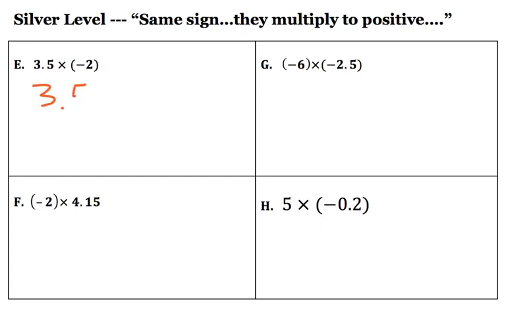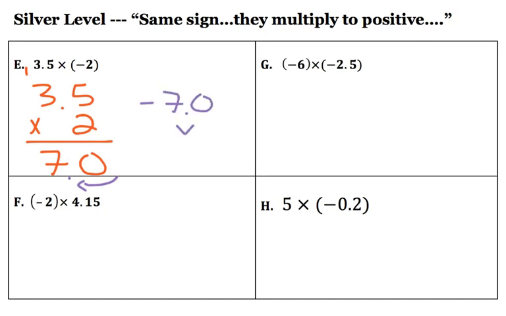I got 3.5 times, and I'm just going to ignore the negative sign for now. 5 times 2 is 10. 2 times 3 is 6. Bring down the 1, we're at 7. And then I just bring over the decimal place so it's right here. Since the signs are different, my answer is going to be negative 7.0, which is just the same as negative 7.